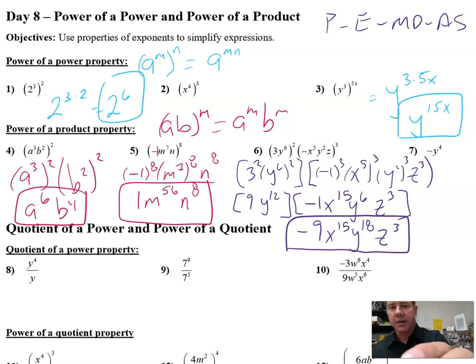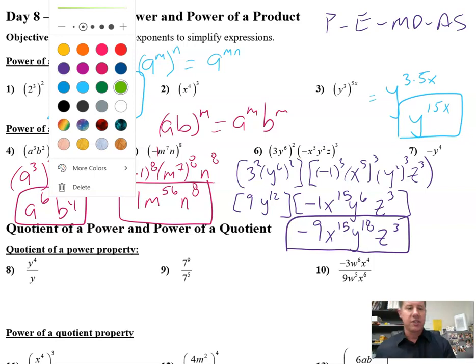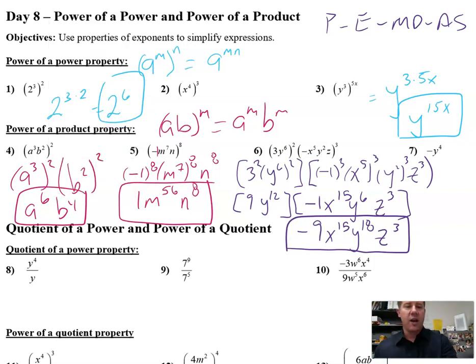Number 7. Next one now is kind of a trick question. I got negative y to the 4th. And I say it's kind of a trick question because usually you guys try this one on your own, and you try to raise everything to the 4th power, including the negative 1 in front. But in this case, again, that 4 is only on the y. The base is just a y. That negative 1 is not part of the base, so do not raise it to the 4th power.